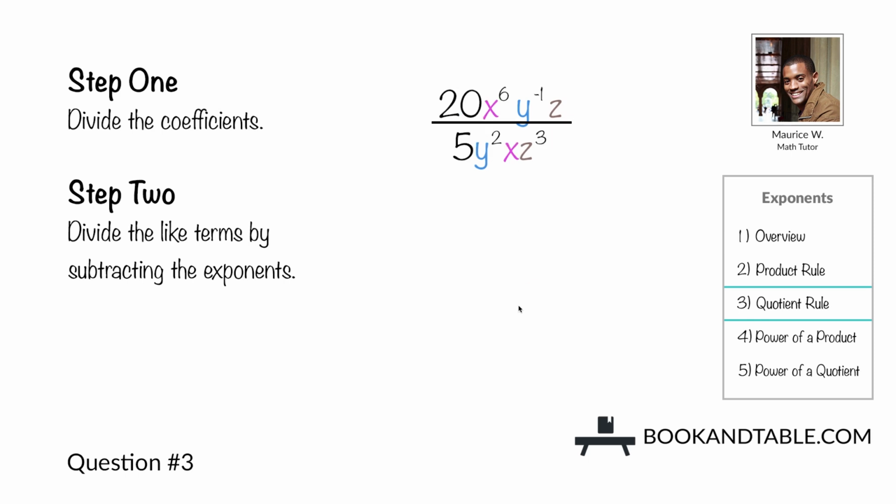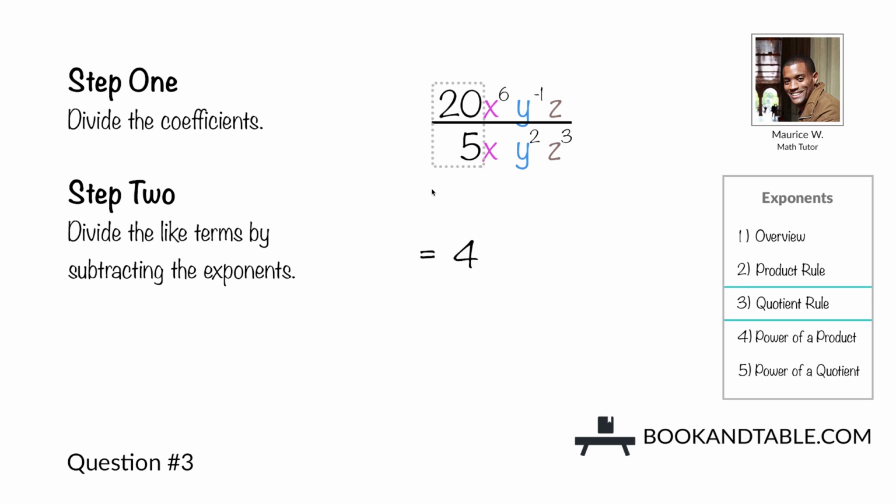Then lastly, question number 3. We were given 20x to the 6th, y to the negative 1, z over 5y squared, x, z cubed. You want to organize your variables in the same order, so when you're dividing the like terms, it's a bit easier. When you're multiplying these terms, it does not matter what order they are in. So if you are given a term in the denominator where the variables are not in the same order, just reorganize them so that they line up with the top. Whole number over whole number, x over x, y over y, z over z, and all of our exponents are the same. And now you can proceed.